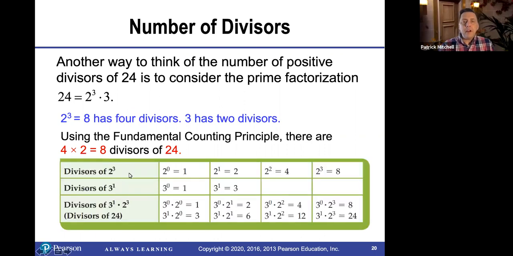Okay, so here are all the divisors of 2 to the third, 1, 2, 4, and 8. Here are the divisors of 3, 1, and 3. So what they're doing down here is they're pairing each one of these with each of these. Okay, 2 to the 0 times 3 to the 0, 3 to the 0 times 2 to the 1, 3 to the 0 times 2 to the second, 3 to the 0 times 2 to the third, and then do the same thing with 3 to the first, 3 to the first times this, this, this, and this.